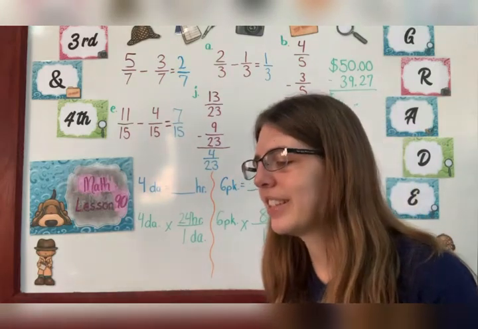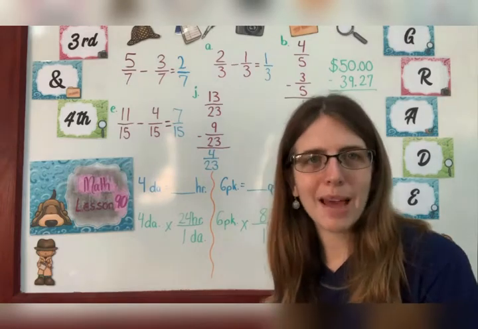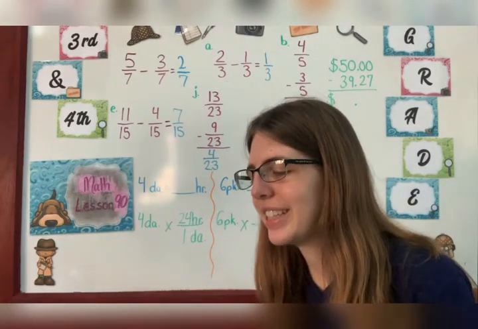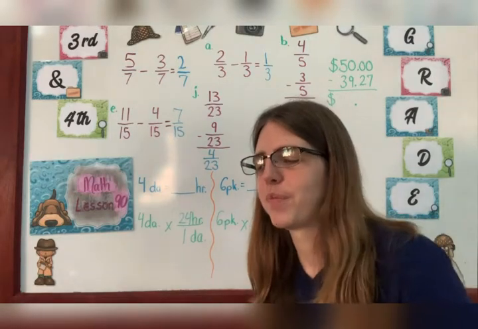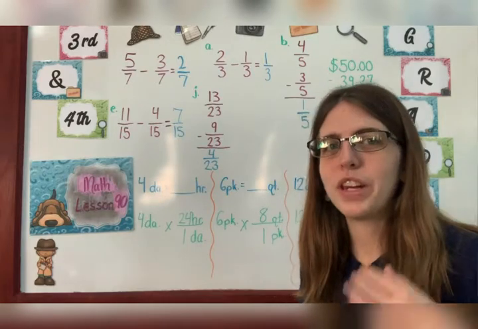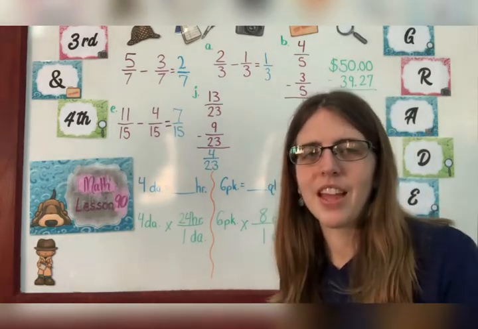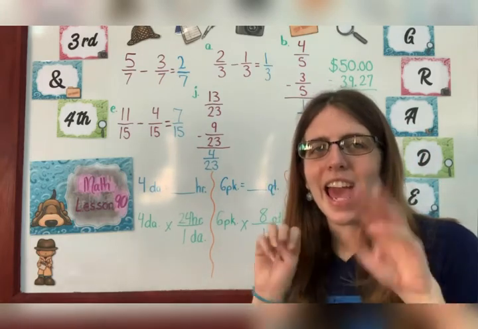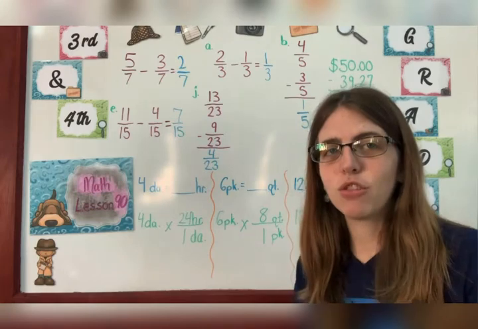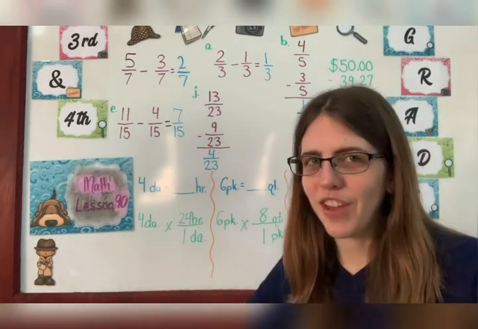Letter B says, Isabella and Aiden are decorating name tags for Vacation Bible School. They have 7 tables with 8 children sitting at each table. How many name tags will they decorate? So we know from the story problem that they have 7 tables. There are 8 kids at each table. So that's 7 groups of 8.